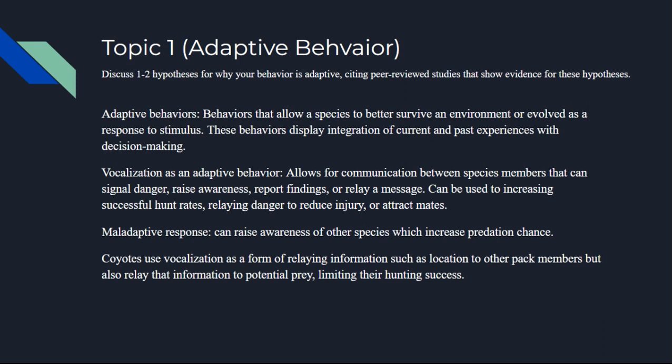Coyotes use vocalizations as a form of relaying information such as location to other pack members, but also relay that information to eavesdropping prey, limiting their hunting success. The reason this is considered an adaptive behavior is that it requires members of a species to recollect the meaning of these calls and act or respond accordingly in that situation.